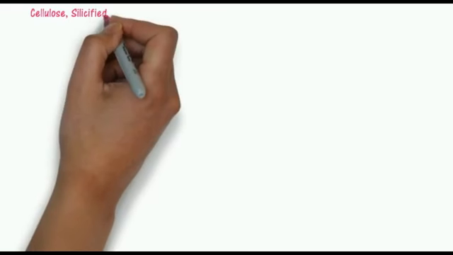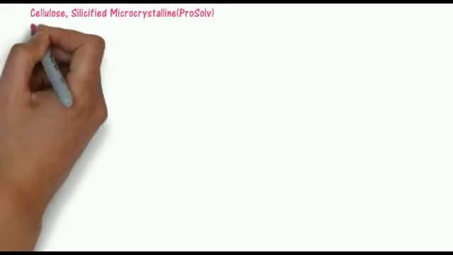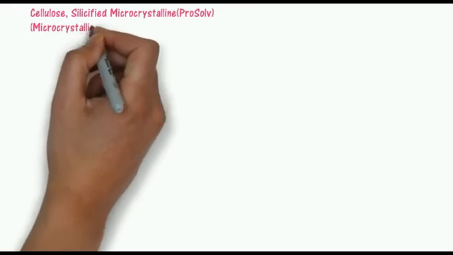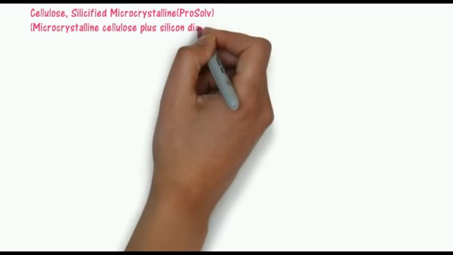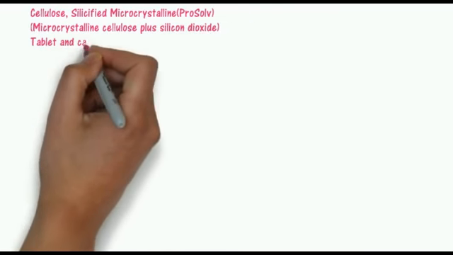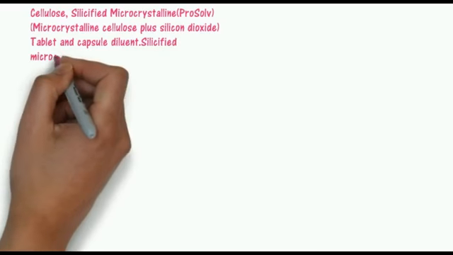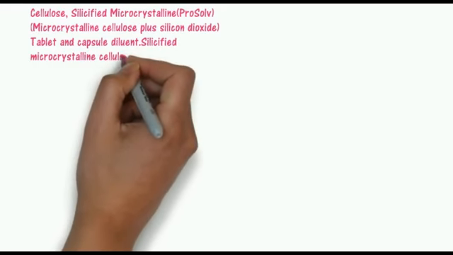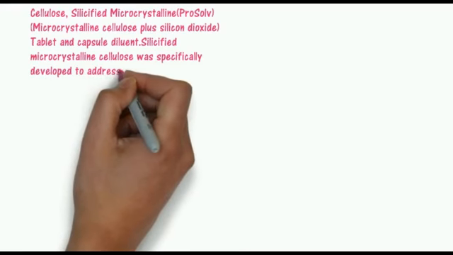The next one is silicified microcrystalline cellulose, or ProSolv. It is a combination of microcrystalline cellulose plus silicon dioxide or Aerosil. It is mainly used in tablets and capsules as a diluent. It is silicified, that is, silicon dioxide is added.